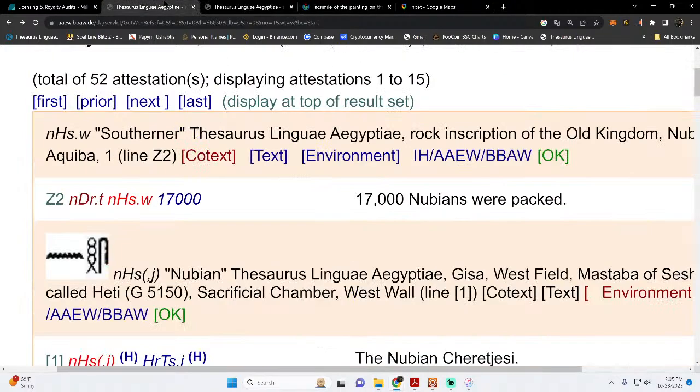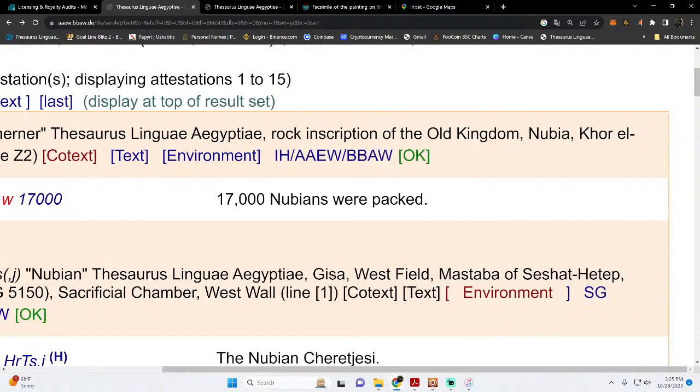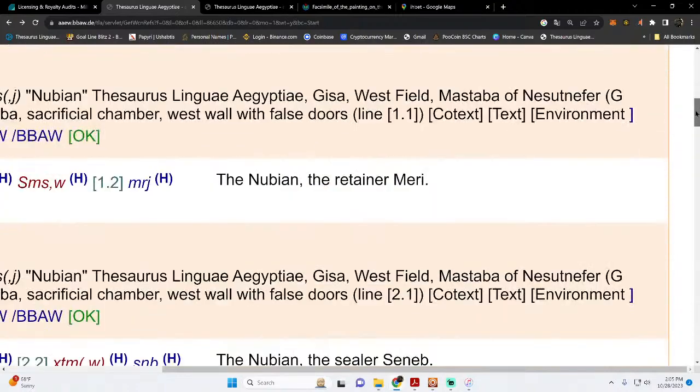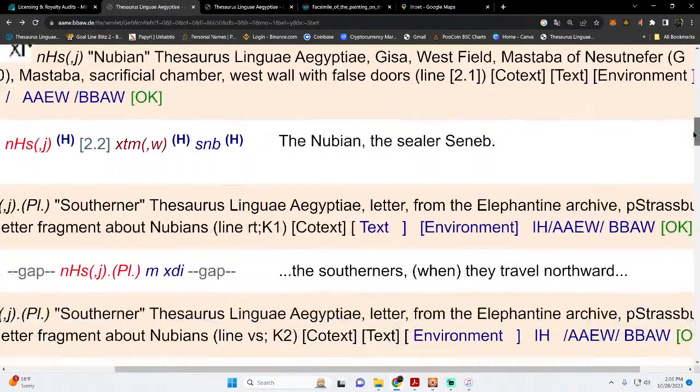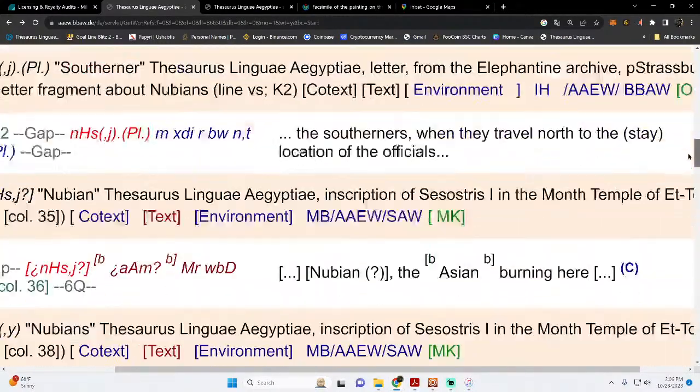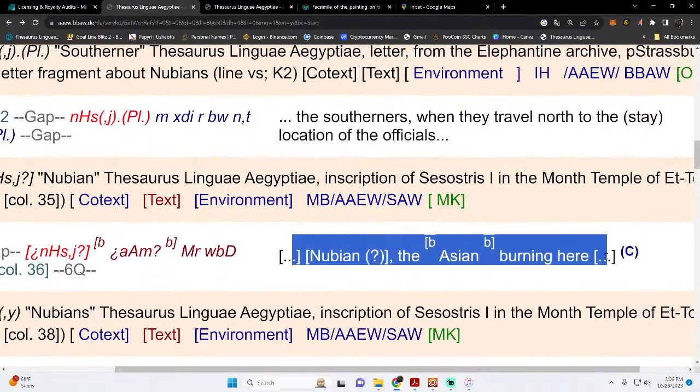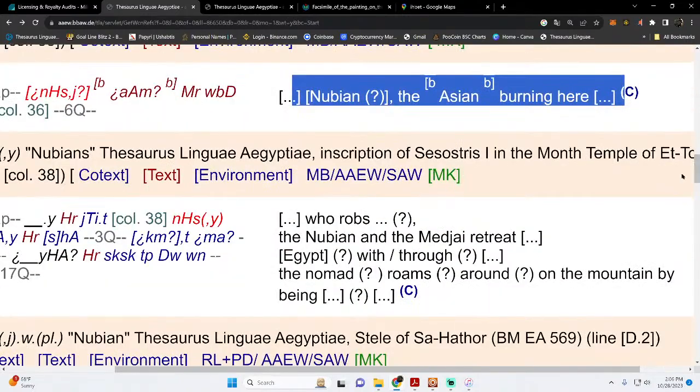Let's go to Nubians, because I told you this is when the harsh policy comes in at the time period of the 12th Dynasty. So it's harder to get there with the Nubians because there's so many more Old Kingdom attestations. Old Kingdom, Old Kingdom. Now we're in the Middle Kingdom. See, we're at the same attestation. So let's go down and see what Sinuhe said about Nubians.